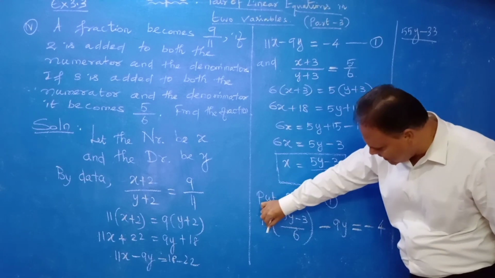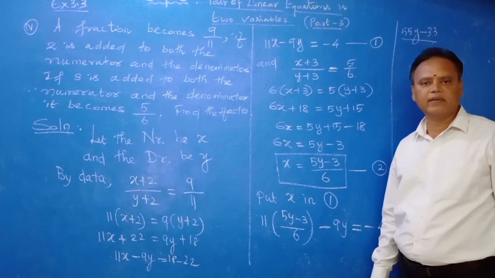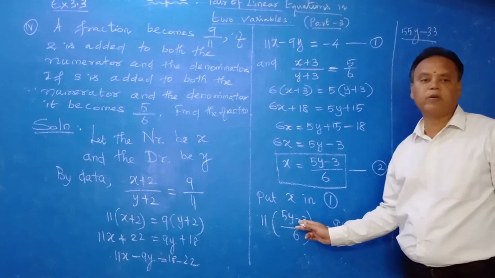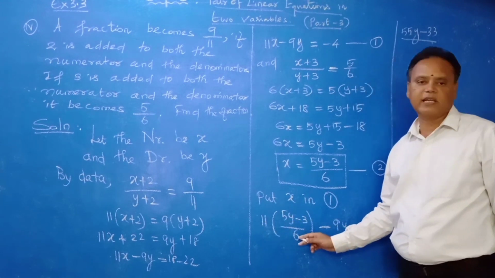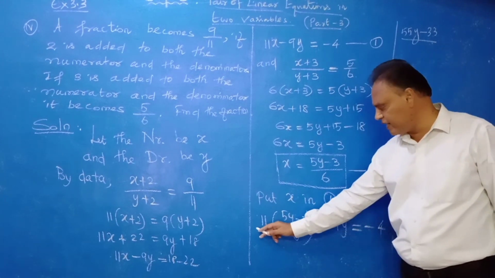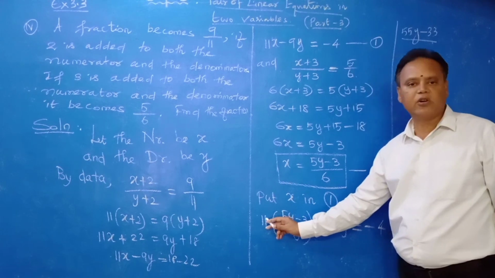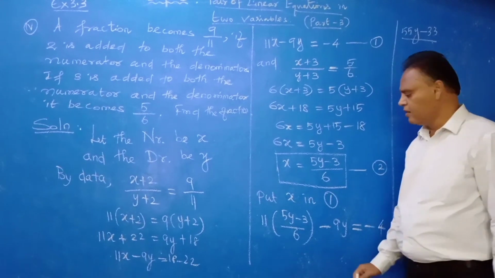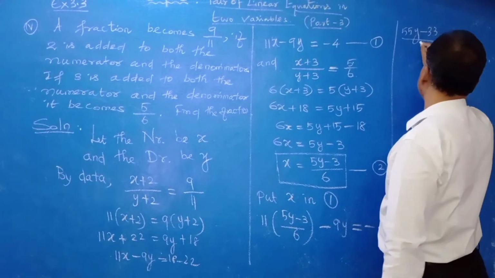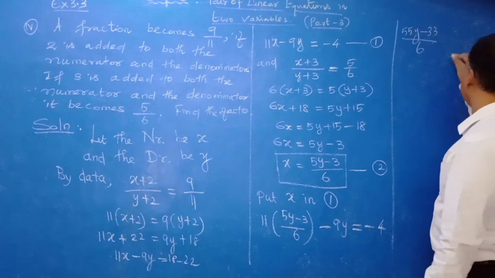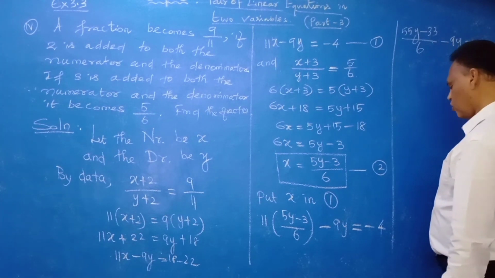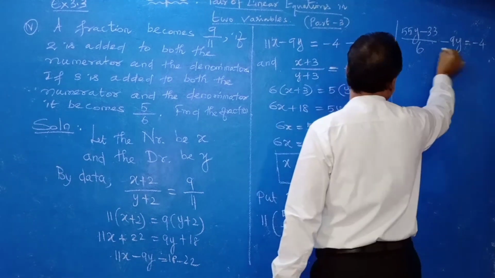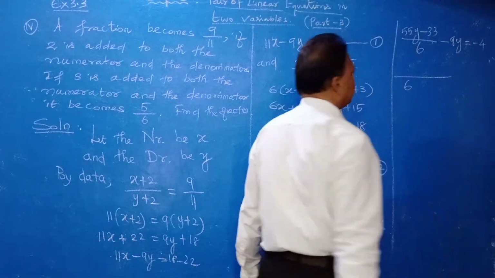So numerator into numerator, denominator into denominator. Many students, what they will do, they will multiply both: numerator they will multiply by 11, and denominator also they multiply. That is wrong. 11 can be written as 11 by 1. So always the rule is numerator into numerator, then denominator into denominator. So here 1 into 6, 6 you will get. Minus 9y is equal to minus 4. Now 6 you take LCM. That is very important.